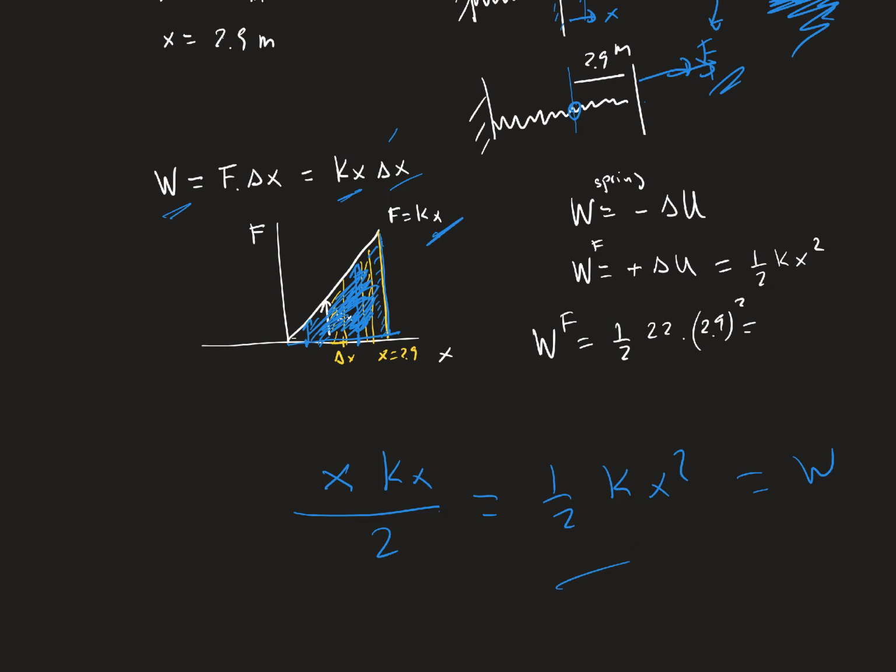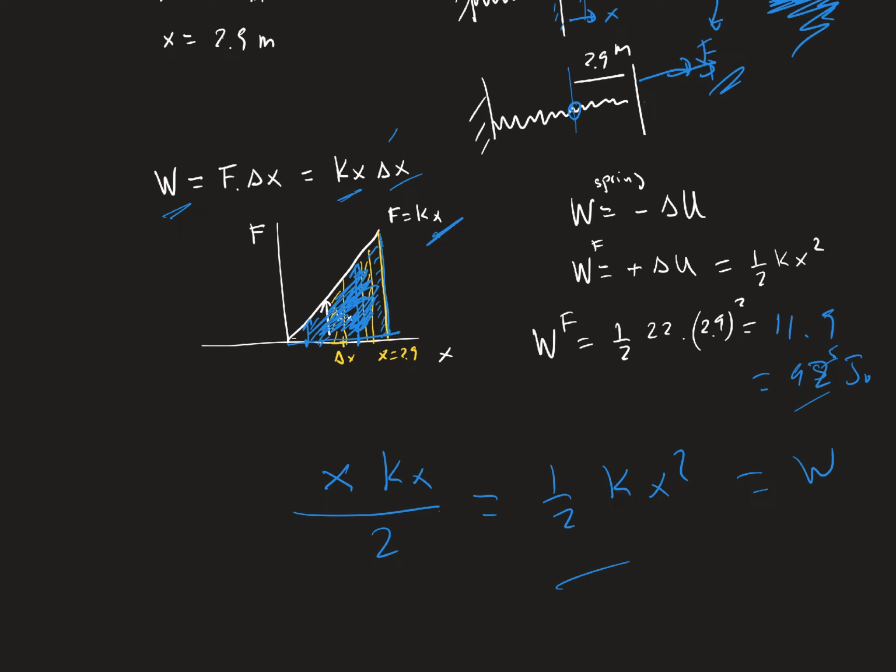So the work of the force is 1/2 kx squared. k is 22, x squared is 2.9 squared. So the work is 1/2 times 22 times 2.9 squared. 2.9 squared is about 9, so it's roughly 1/2 times 11 by 2.9 by 9, maybe 95.